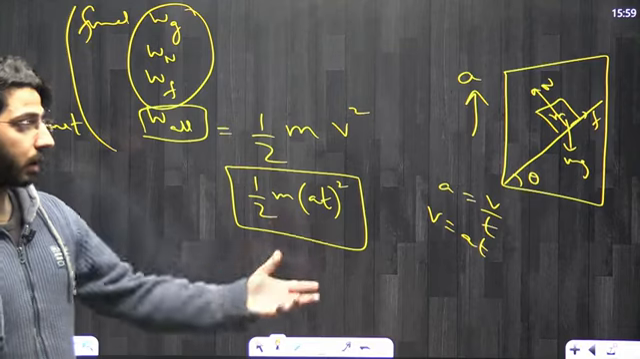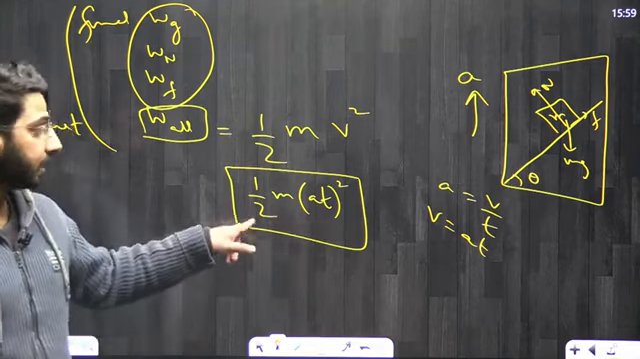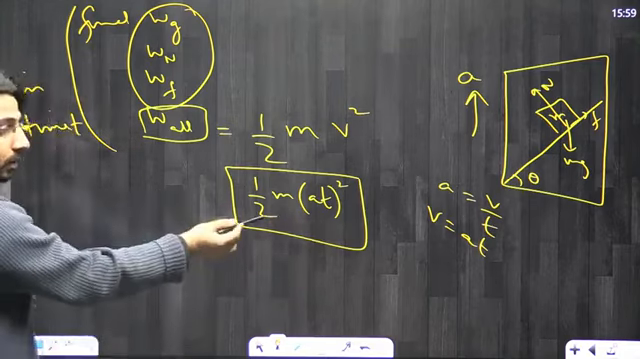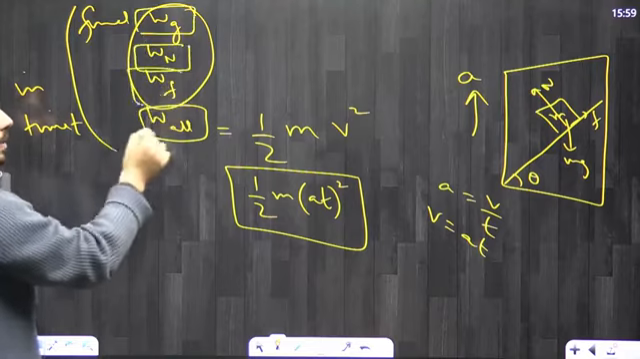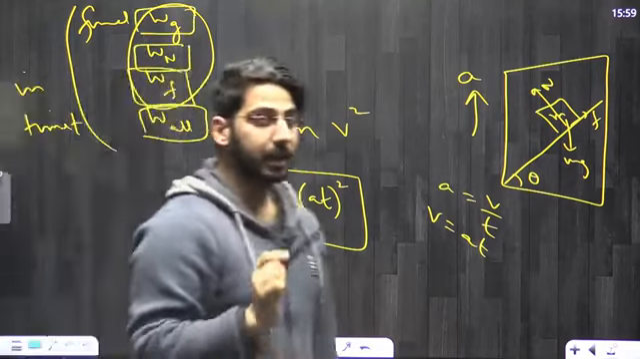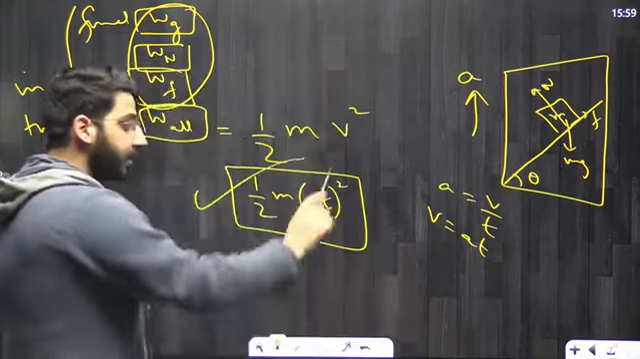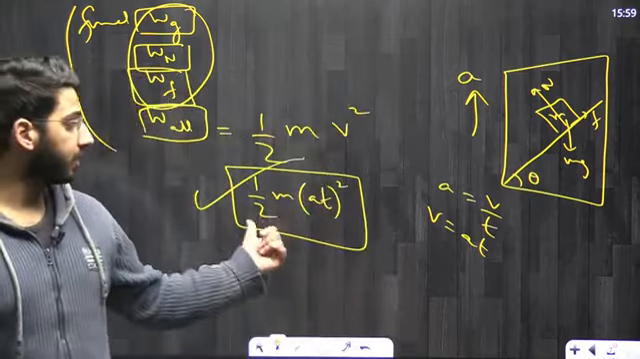So what is your homework? Your homework is to verify this answer, that the work done by all the forces is this. You'll calculate the work done by gravity separately, work done by normal separately, and work done by friction separately, then add them and tell me if this is consistent with this result.